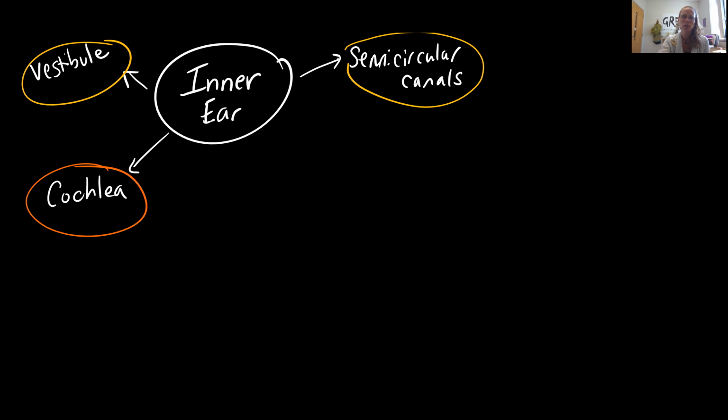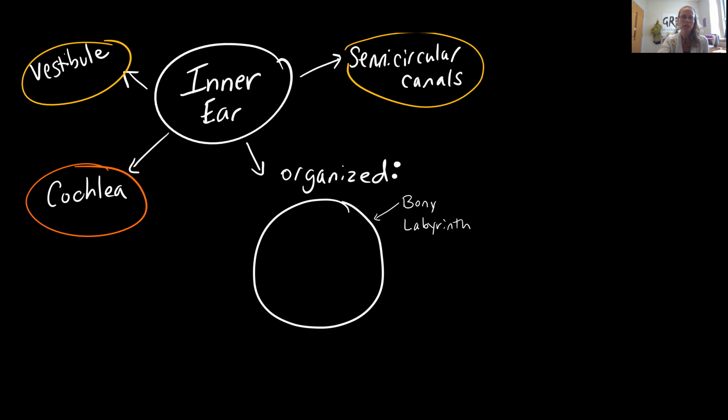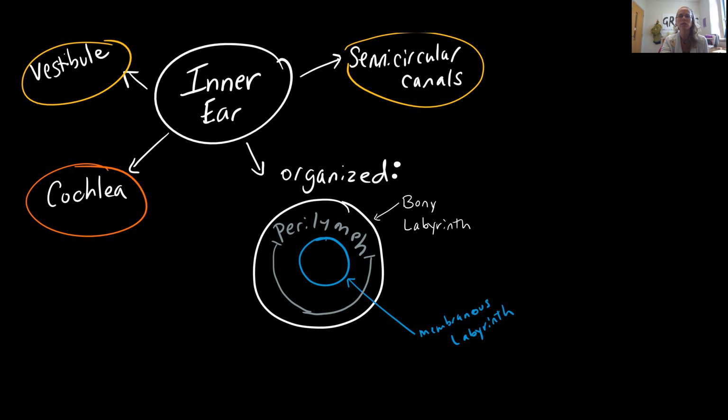Now, the structure of the inner ear is the same for all three, meaning it's organized by having what's called the bony labyrinth. So there's actually bone wrapped around the outside. And then in the middle of that bone, you have a membranous labyrinth. There is a space in between the bony labyrinth and the membranous labyrinth, and that space is full of fluid. That fluid is called perilymph. Lymph means fluid, and peri means around. So perilymph is around the membranous labyrinth.